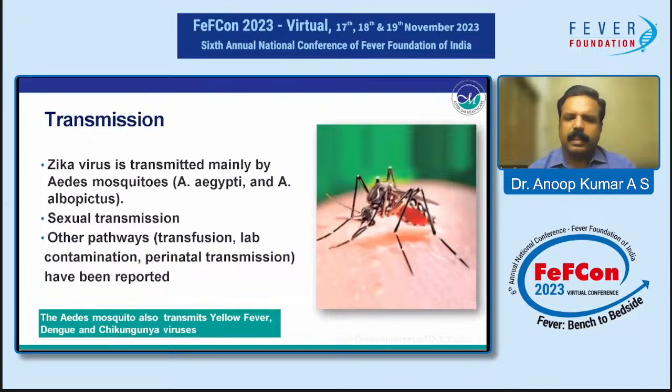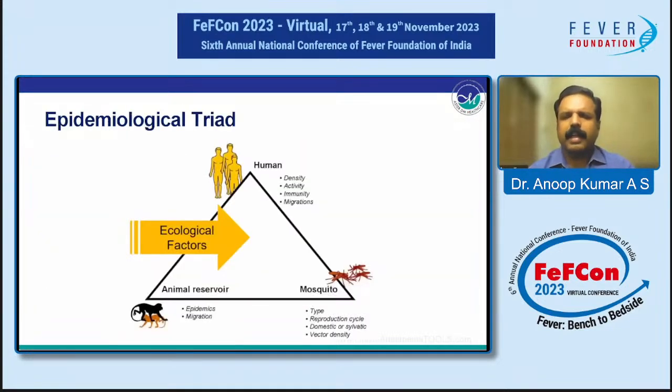It is transmitted mainly by Aedes aegypti and Albopictus, and there may be sexual transmission, and other pathways are also described. The same mosquito can also transmit yellow fever, dengue fever, and chikungunya. That is why nowadays we are having a triplet PCR that can look for chikungunya, dengue, and Zika together. The symptoms will be almost similar, with mild differences.